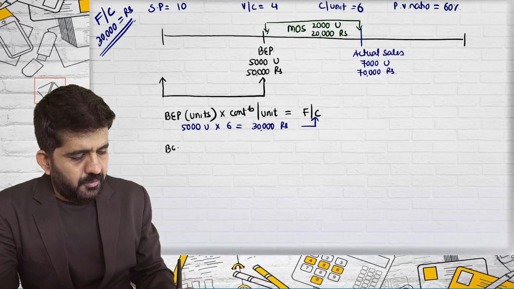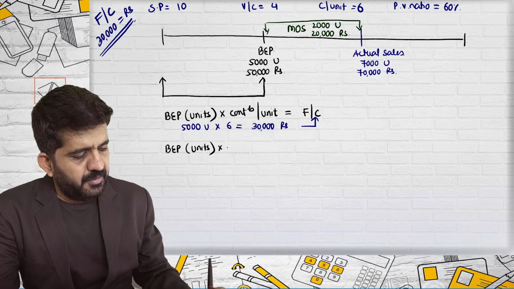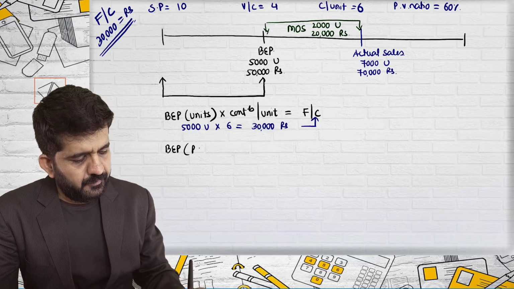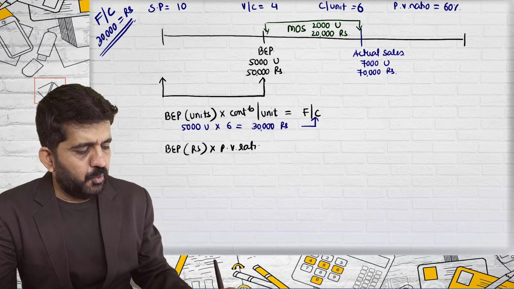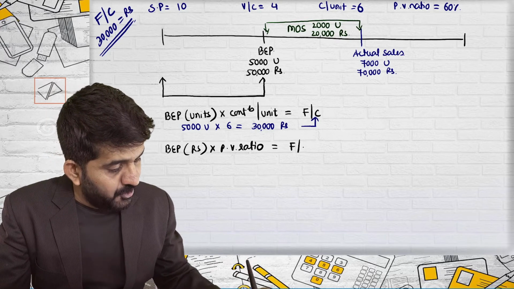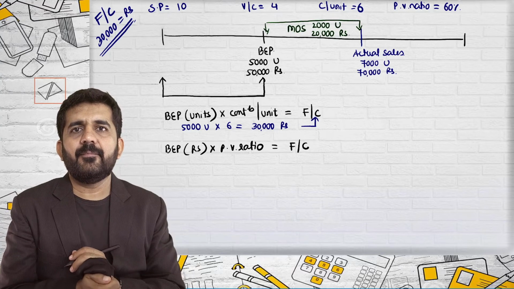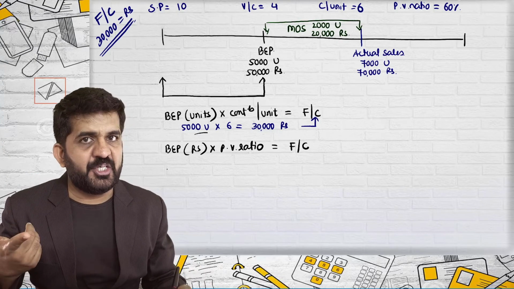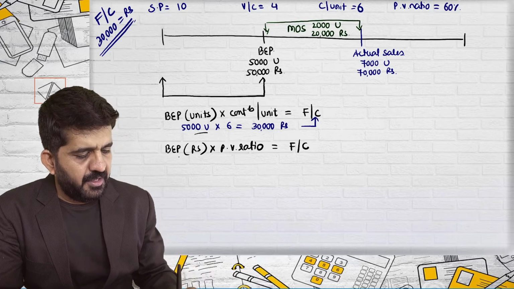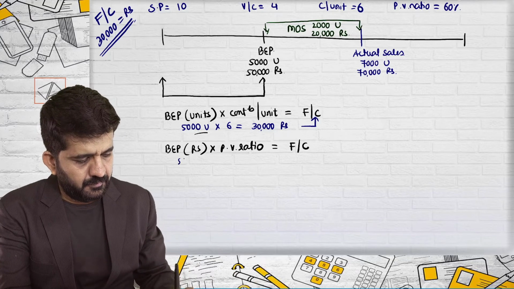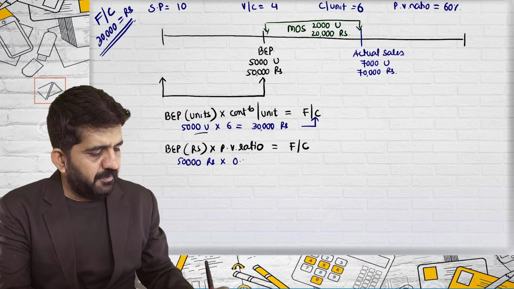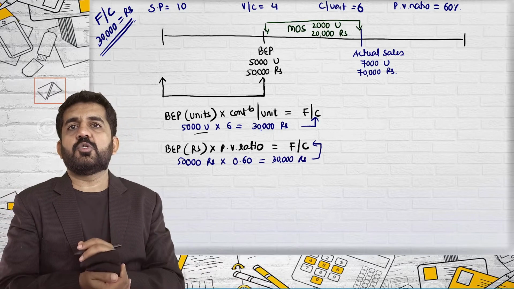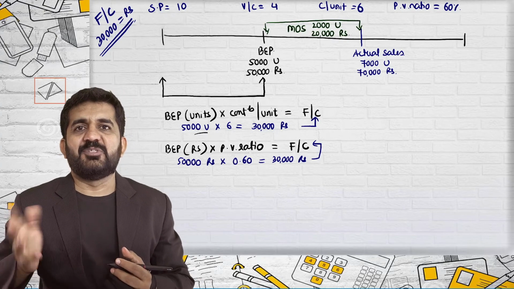One more. Break even point in rupees multiplied by PV ratio will also be fixed cost. It is just the game of rupees and contribution per unit. This is units, this is rupees. Whenever there is rupees, PV ratio will be in the picture. Whenever there are units, it will be contribution per unit. Break even point in rupees is 50,000, multiplied by PV ratio of 60%. This is 30,000 rupees, which is my fixed cost.